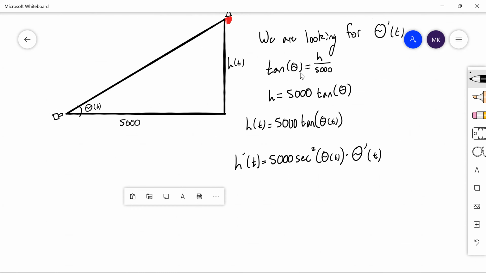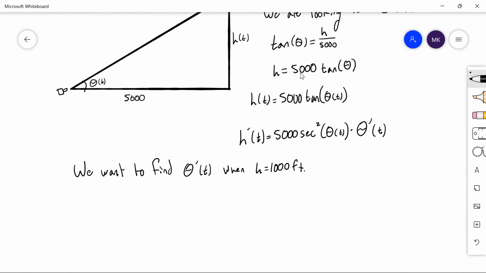So we're trying to find theta prime of t when h equals 1,000 feet. We know what h prime is here, okay? So we can use that to give us 600 equals 5,000 secant squared of theta of t times theta prime of t.